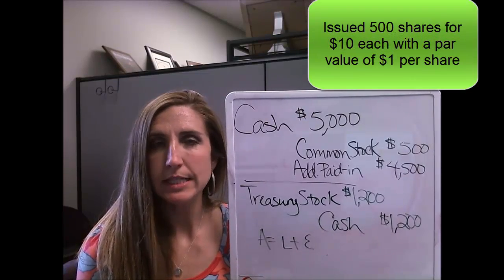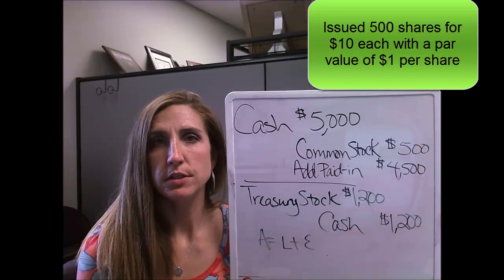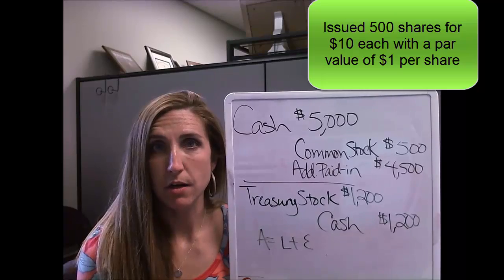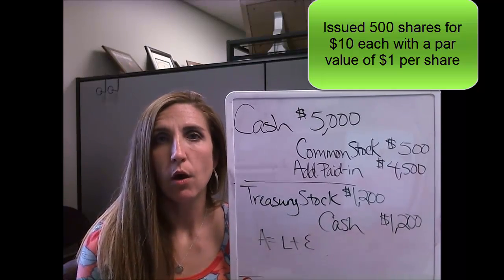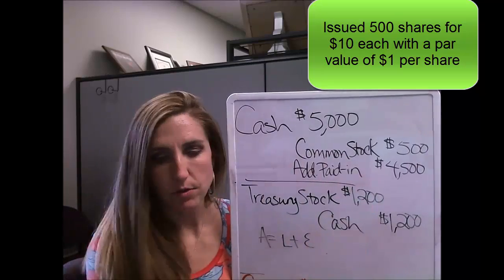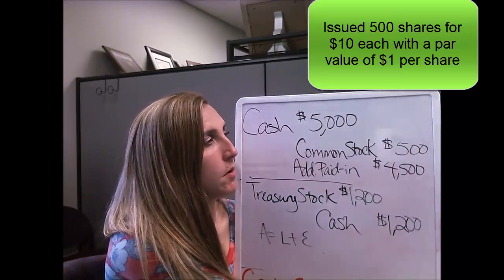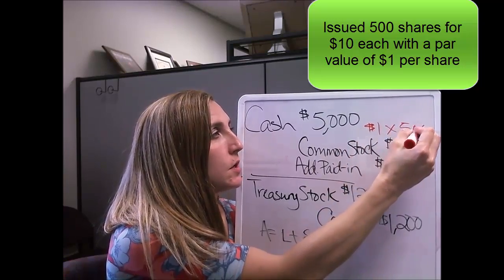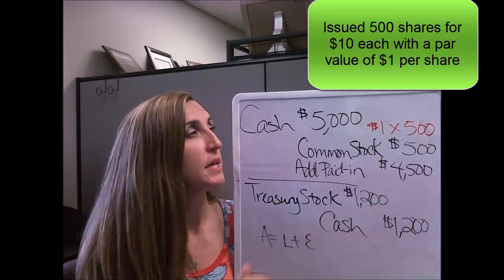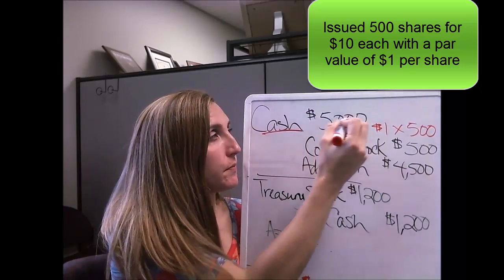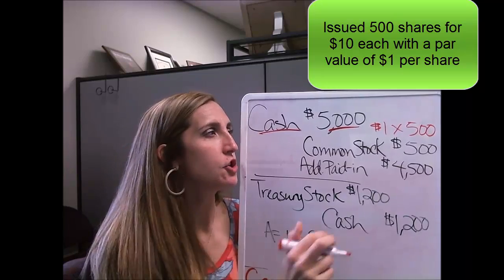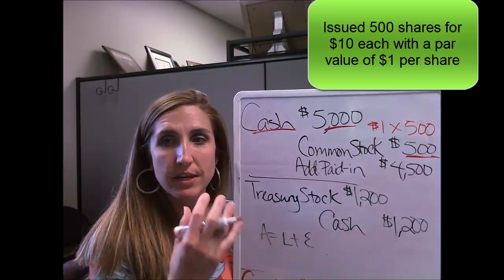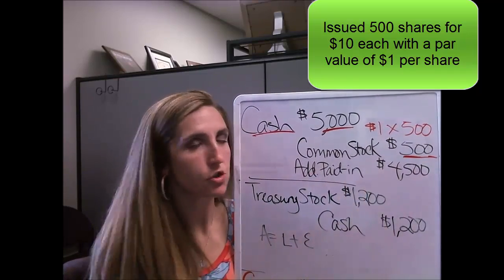So if a company sells 500 shares for $10, that's what it's selling on the market per share, with a $1 par value. What you would put in the common stock account is 1, the par value, multiplied by the number of shares. So we sold 500 shares, but we sold those shares for $10 a piece. So that's how much cash we've received. So $5,000 in cash, but we're only going to report $500 in the common stock account. The rest of it, in addition to par, is going to go in this additional paid in capital.